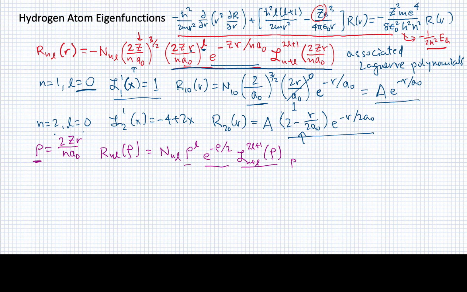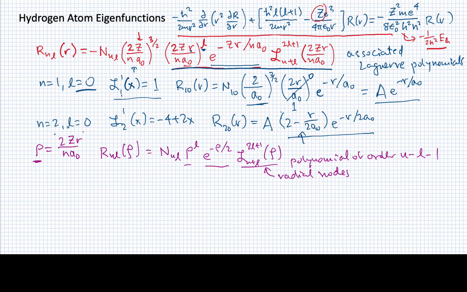This polynomial, as I mentioned, has a limited order. I think I said L, but it's really a polynomial of order n minus L minus 1. So, limited extent. This is the place where we're going to encounter nodes in the radial wave function. I'll call those radial nodes, and we'll define them more precisely a little bit later on. But we've done all this work to get the radial function.